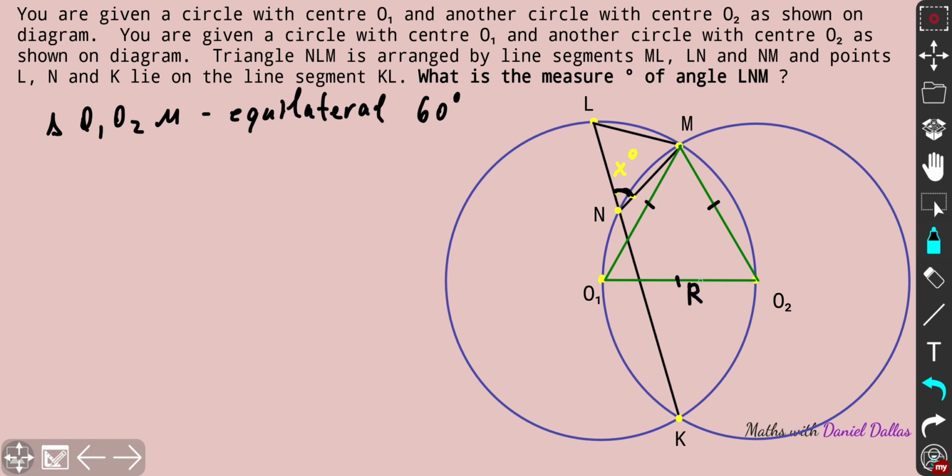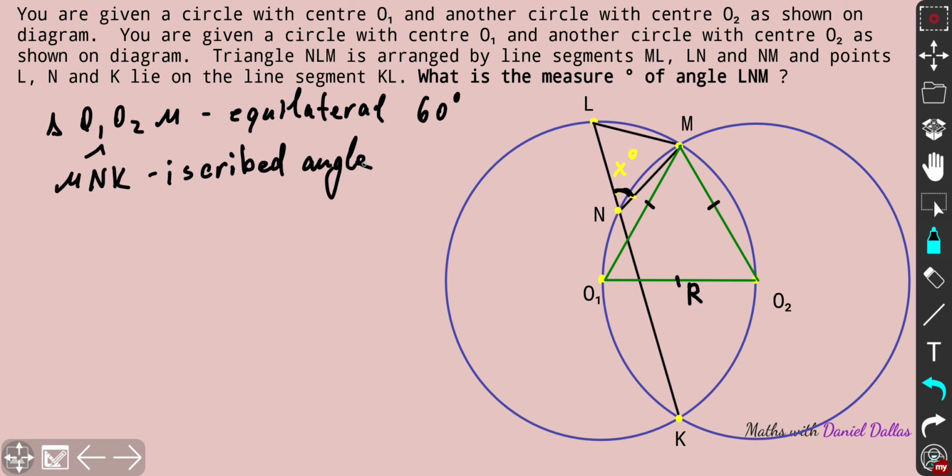But still, it's not obvious how to approach the angle LNM. What I recommend is considering angle M and K. Angle M and K. So this small angle is actually inscribed, and those points M and K are supporting points. They support the arms of that angle. So that's why this is definitely an inscribed angle.